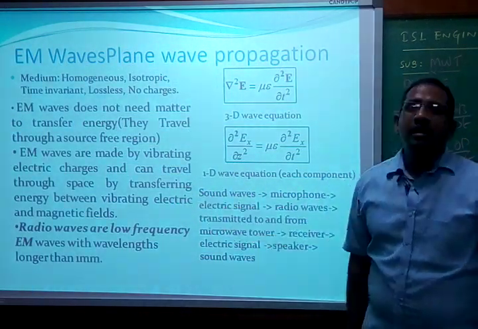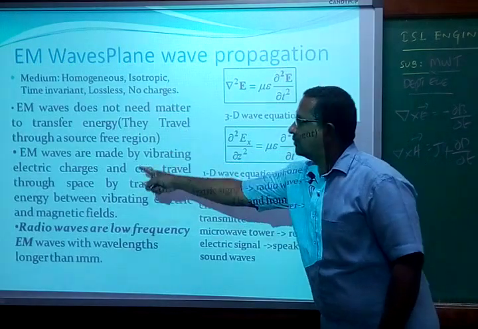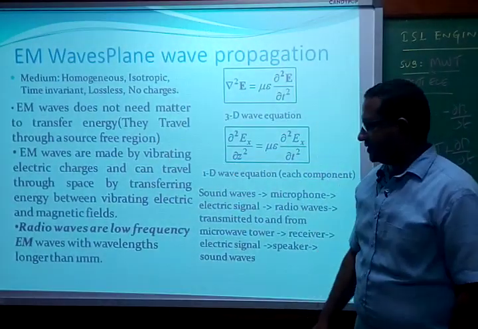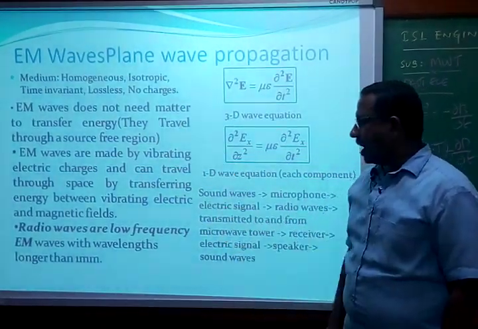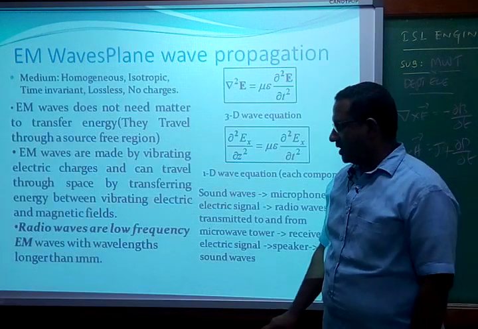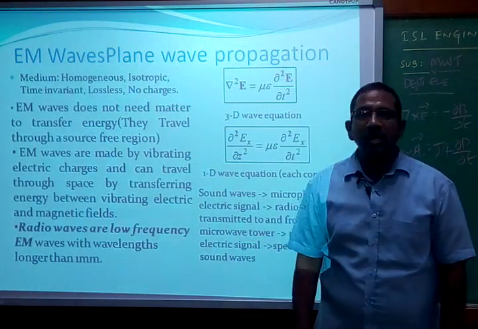Now EM waves are made by vibrating electric charges and can travel through space by transferring energy between the vibrating electric and magnetic fields. This is the beauty of electromagnetic waves. So radio waves are low frequency waves with wavelengths longer than 1 mm.